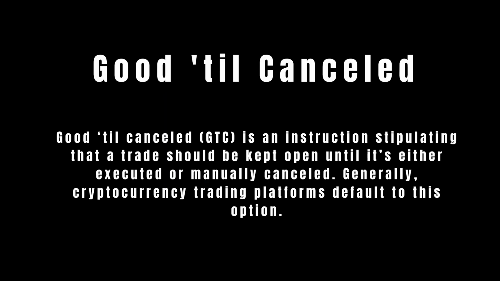Good till canceled, or GTC. So GTC is an instruction stipulating that a trade should be kept open until it's either executed or manually canceled. Generally, crypto trading platforms default to this option. In stock markets, though, a common alternative to close an order at the end of the trading day is using this good till canceled. Because crypto markets operate 24/7, though, GTC is more prevalent.